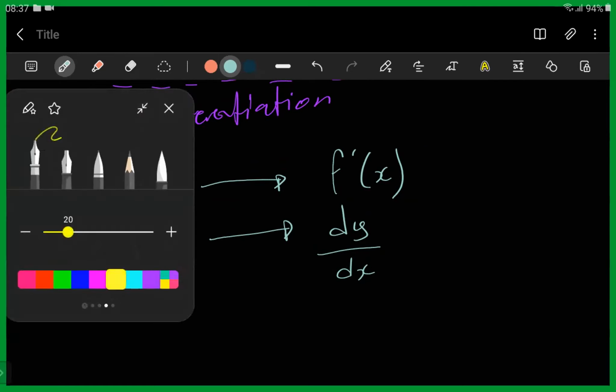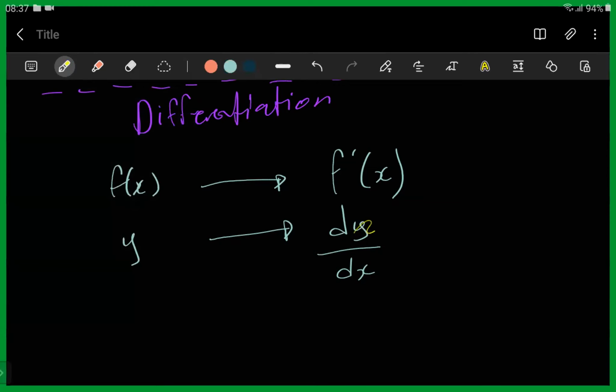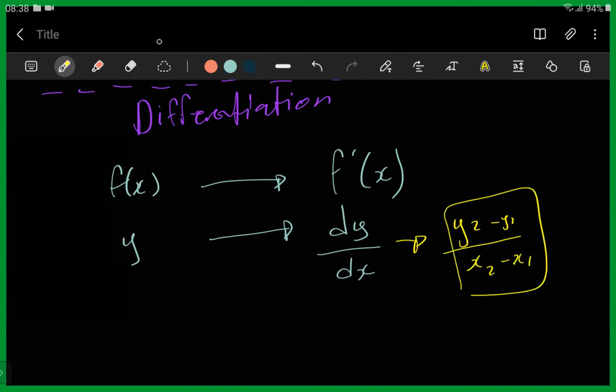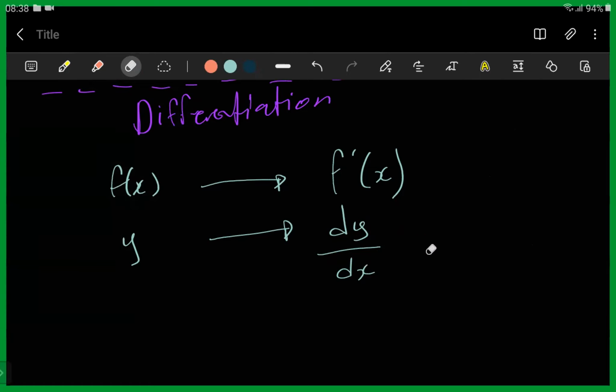So dy over dx just means difference in y divided by difference in x, which is almost pointing towards the gradient idea. It's not necessarily telling you that you're going to use this equation. It's just giving you the idea that you're getting gradient, and gradient is just the difference of y value over the difference of x value. It's not necessarily the gradient formula, because remember, we said this formula would be giving you the exact gradient at an exact point.